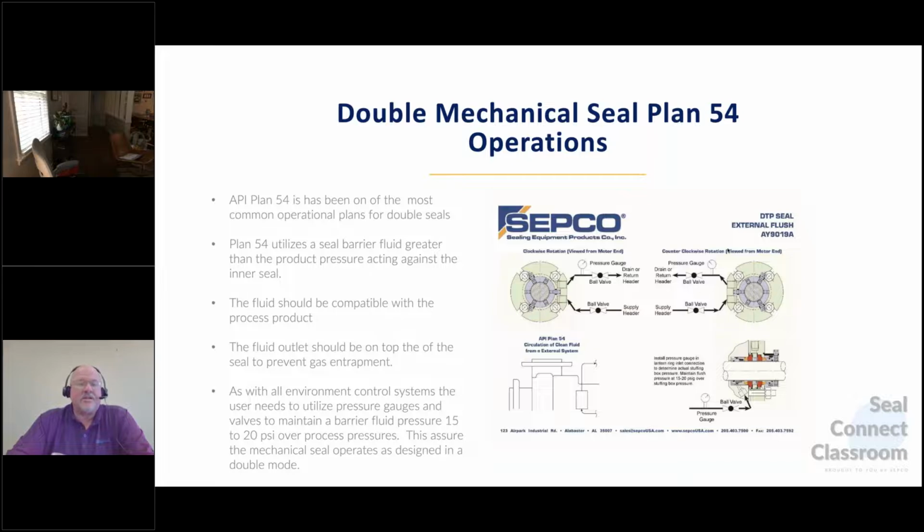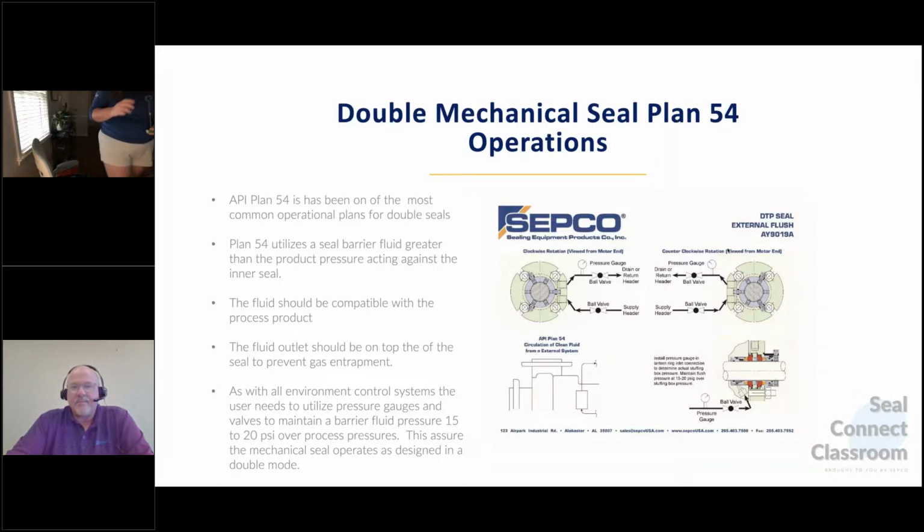But that's one of the things you need to make clear with the customer, that product has an opportunity to leak in there. The other thing is when you plumb a seal up with Plan 54, always use a stuffing box gauge where you know what the stuffing box pressure is. Use a valve going into the seal, a gauge coming out of the seal, and a gauge to throttle the pressure back on the outboard side of the seal.